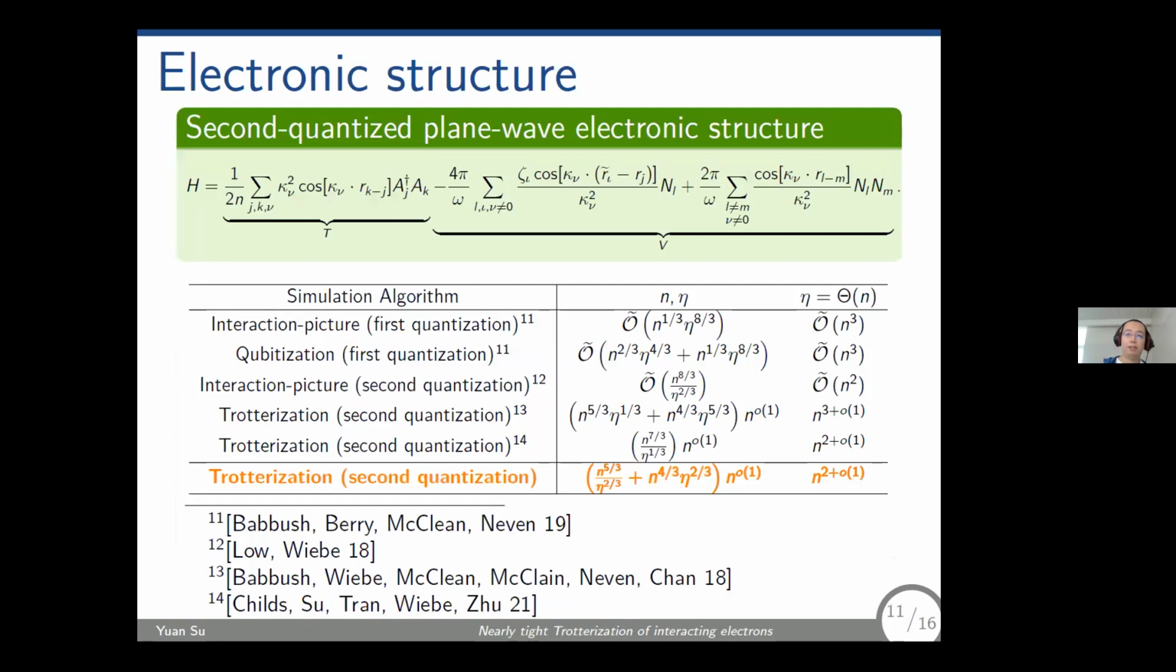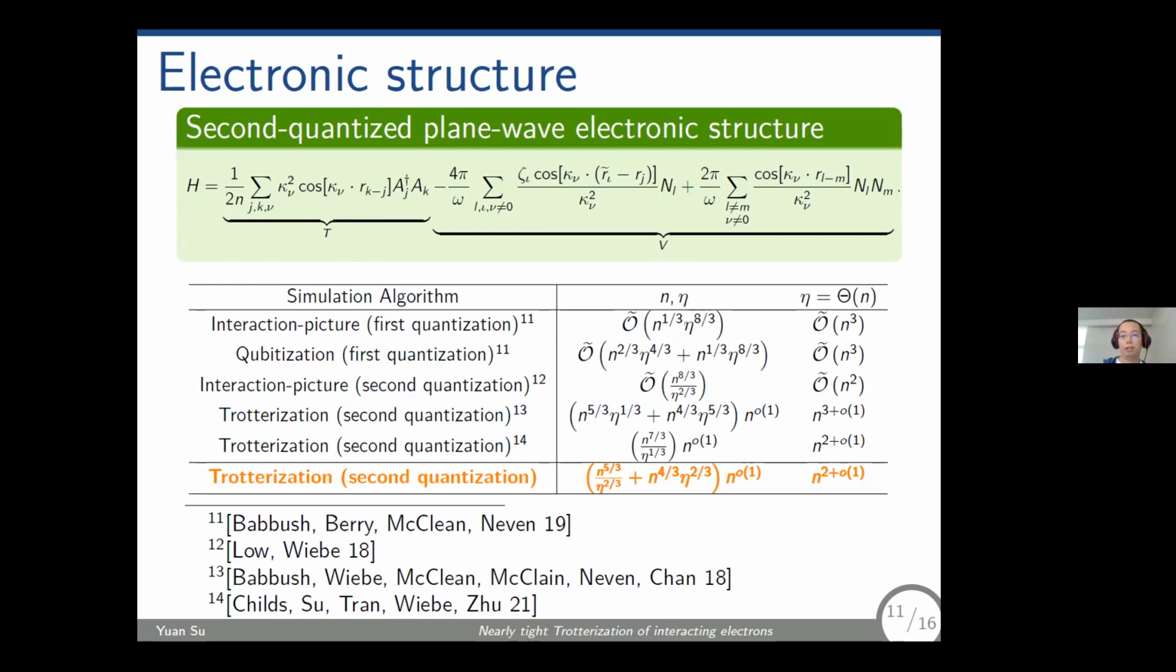Well, one example that we have in mind is simulation of electronic structure. Let's say we have this electronic structure Hamiltonian represented in the plane wave basis. We have a Hamiltonian that looks something like this. As we already mentioned, this can be seen as a special case of interacting electrons. Basically, you just define T to be this part, and then define V to be these two parts. And you can choose some coefficients appropriately so that it's really a special case of that interacting electronic model.